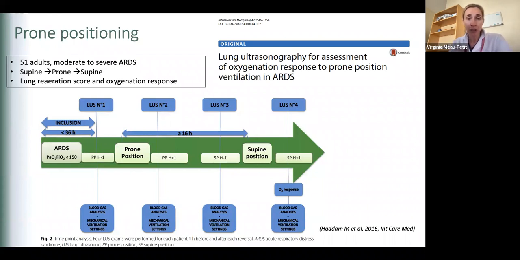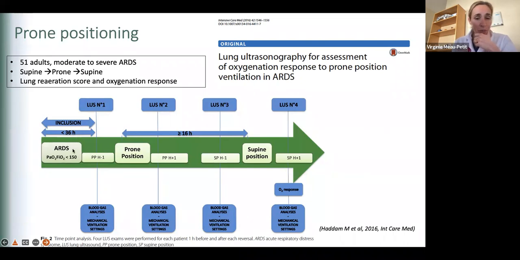So I will show you first this study in adults and then move to a similar study in neonates. And I think this study in neonates was probably inspired by this study. That's why I show them both to you. So this first study was done in 51 adults with moderate to severe ARDS, and they were included within 36 hours of starting mechanical ventilation.